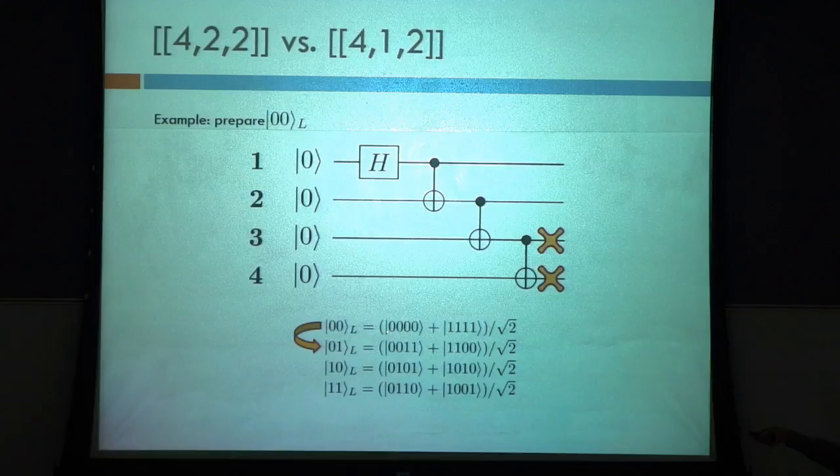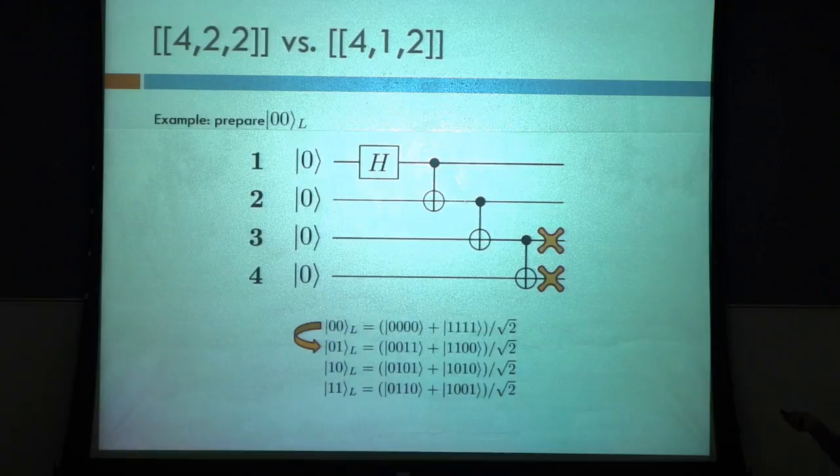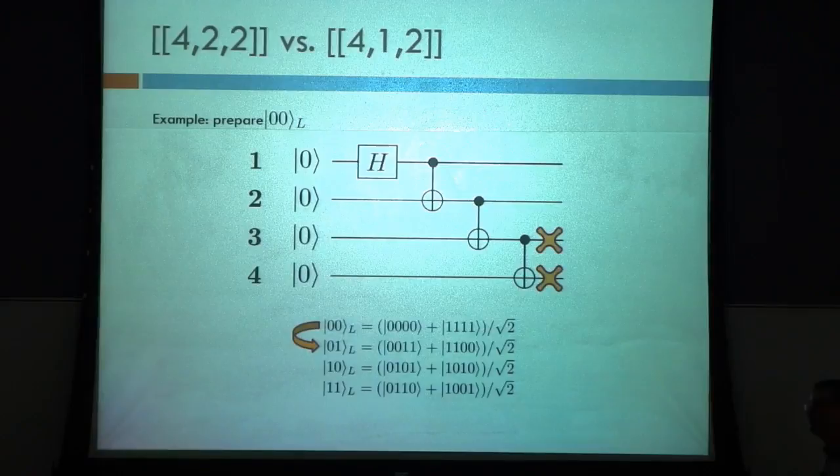Now this two-bit error will flip these last two bits. And if I think of my logical qubit space, what I see is the second logical qubit is flipped, but the first logical qubit has been preserved. So it turns out that for this code, if there are errors in the gates, then I can only preserve one of these qubits.